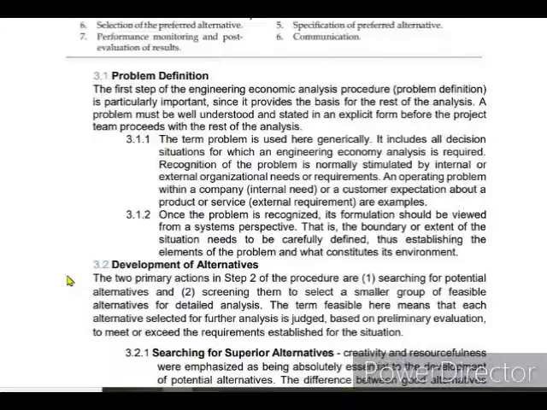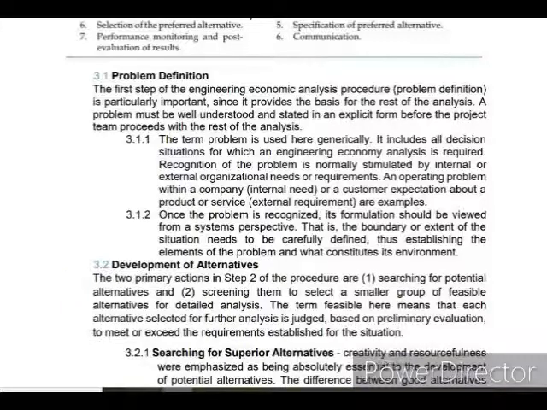Next, 3.1.2. Once the problem is recognized, its formulation should be viewed from a systems perspective. What is a systems perspective? So part by part here, we are going to analyze. The boundary or extent of the situation needs to be carefully defined, thus establishing the elements of the problem and what constitutes its environment. So by studying the elements of the problem, through dealing with it from a systems perspective, we can carefully define the needs of the situation.